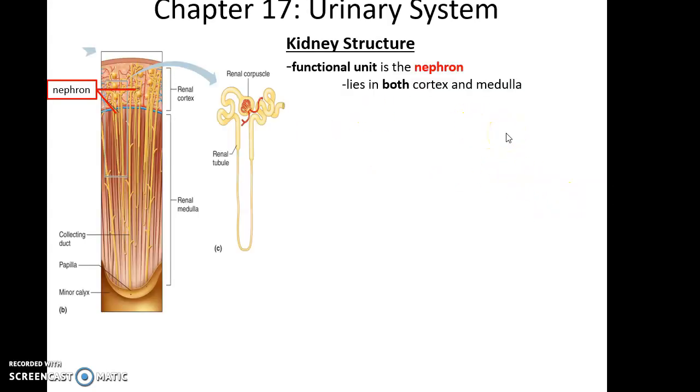So, as I mentioned in the previous part of this chapter's lecture, the nephron, this interesting tubular structure, is the functional unit of the kidney. There are millions of nephrons in each kidney, and they are what is maintaining the proper composition of the blood. And they lie both in the cortex of the kidney as well as in the medulla.